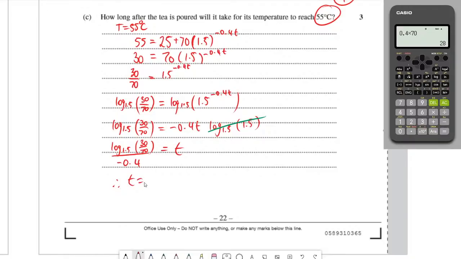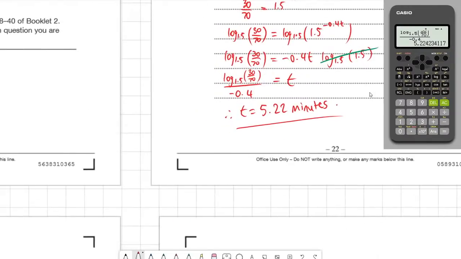So therefore my time in this case is going to be equal to... I can do this because my calculator is great. Remember, this calculator is HSC legal, so please take one in with you. Over negative 0.4. We get 5.22 minutes. There we go. Nice and easy. I've got to stop doing that. I've got to stop clicking on things.